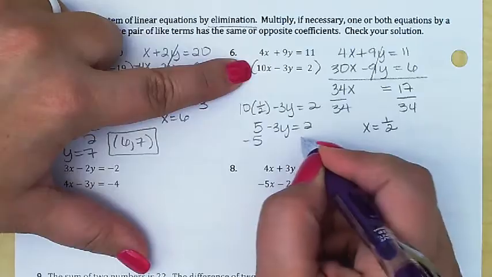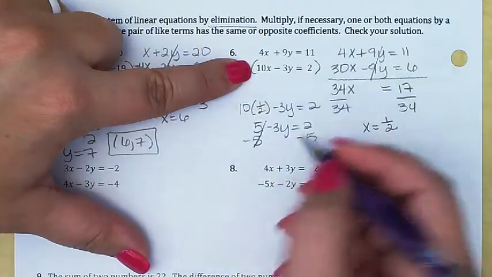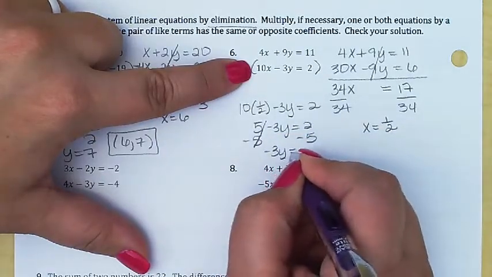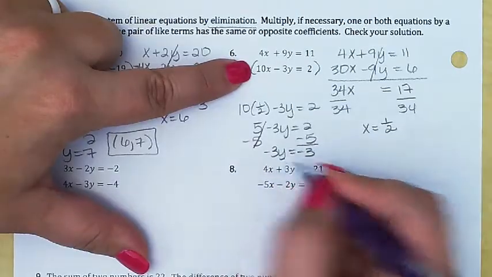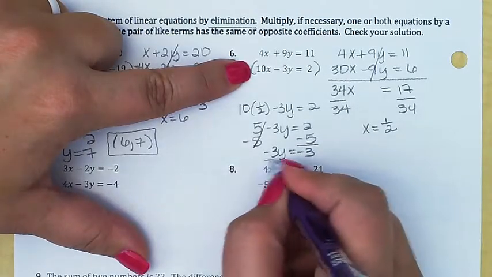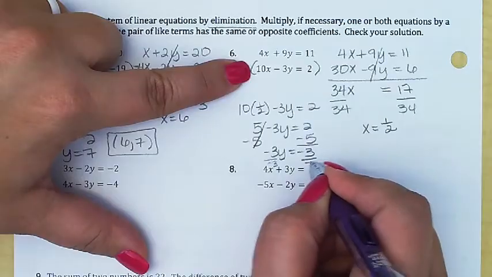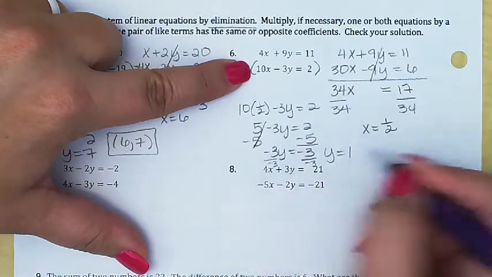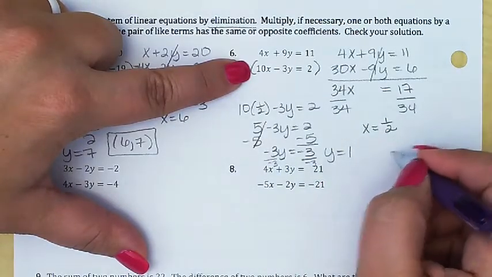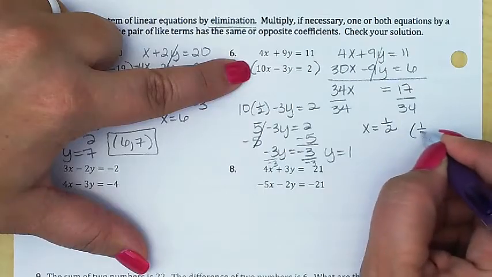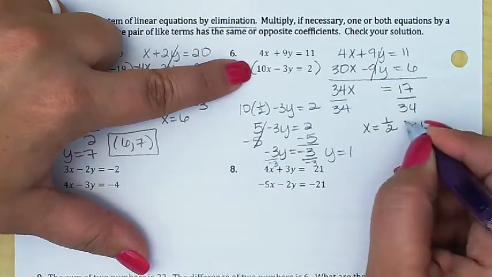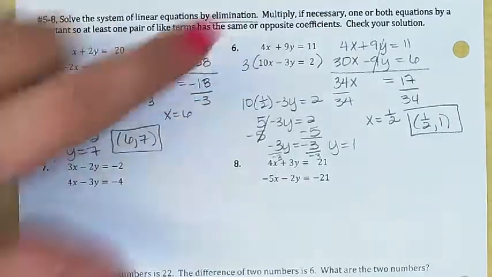Move the 5 over. And we get negative 3y equals negative 3. And then when you divide both sides by a negative 3, running out of room here, y is just 1. So our ordered pair for this solution is 1/2, 1. That's our solution to the system.